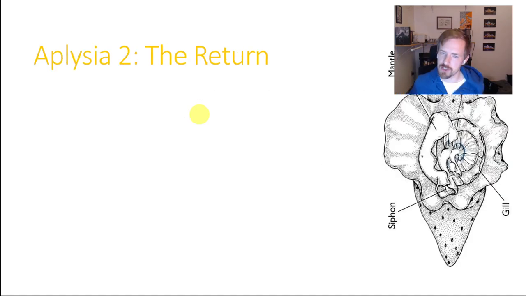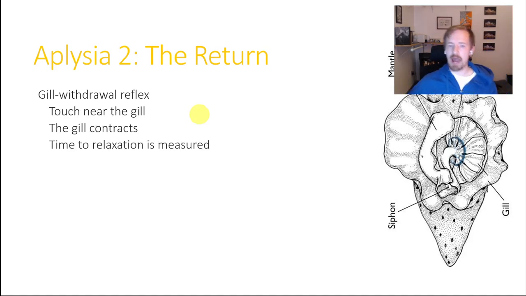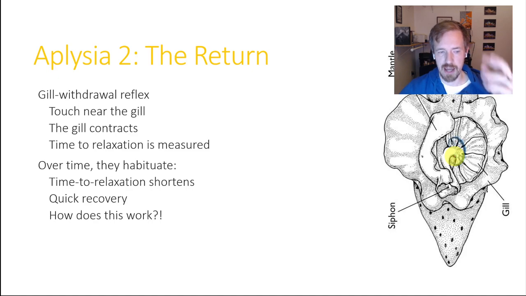So this brings us back to aplysia. This brings us back to the sea slug. Let's take a look at how exactly this results in structural changes when we are exposed to things. So as a reminder, the gill withdrawal reflex: you touch near the gill, it retracts, and we're ultimately interested in how long it takes to relax. Over time, they are going to habituate. So you poke it somewhere, and if you do it where it's not super painful, it's going to withdraw, and then it's going to relax. Whenever it realizes that it's safe, that it's not going to get hurt, it does it.